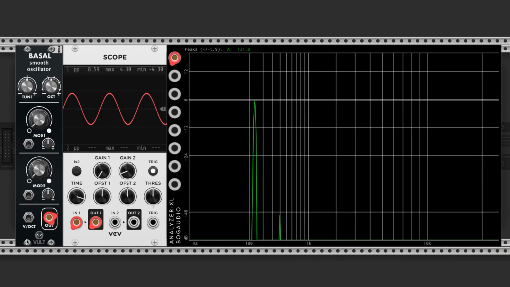This is Basel by Volt. It produces a sine wave and has two mod functions to manipulate the wave. Here's how it sounds.